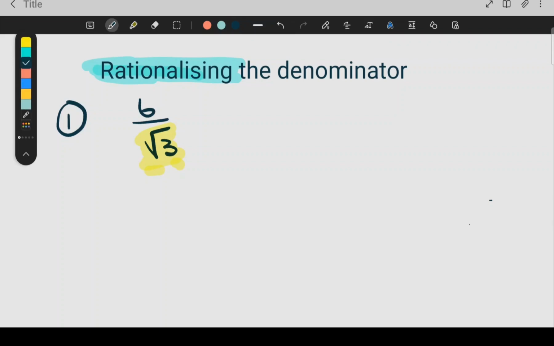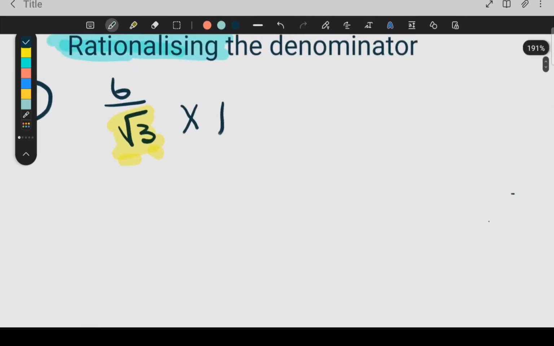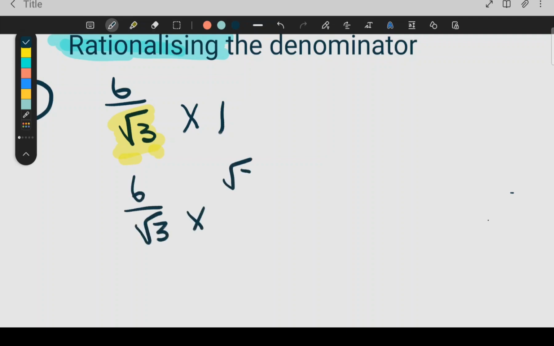If you have a square root in the denominator, you're going to just multiply by 1 once. We are not changing the question. That's why we're multiplying by 1. So 6 over root 3 times 1 is still 6 over root 3. But I'm going to change this 1 and write 1 as root 3 over root 3. Because isn't this still 1? Isn't something over itself still 1?